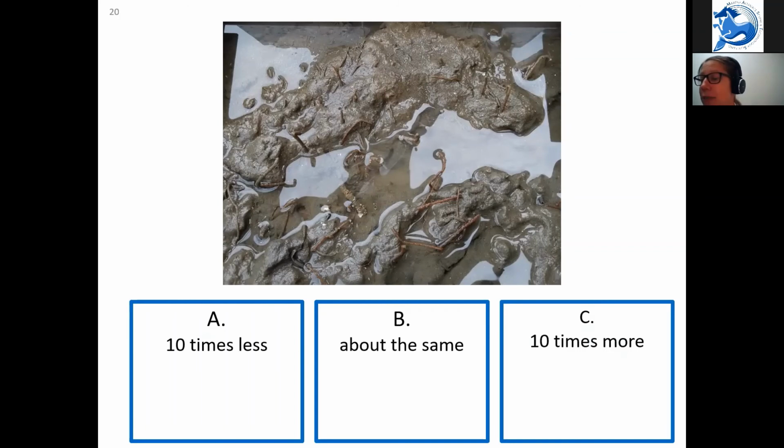But relative to peatland, how much carbon is stored in our marine sediments? Is that 10 times less, about the same, or 10 times more? And Hannah, if you give people a few more seconds to decide, and then we'll come to the end. There is one more question after this question, but it's not a thinking question. You need to add up your successful answers. So if you close the poll, please, Hannah.